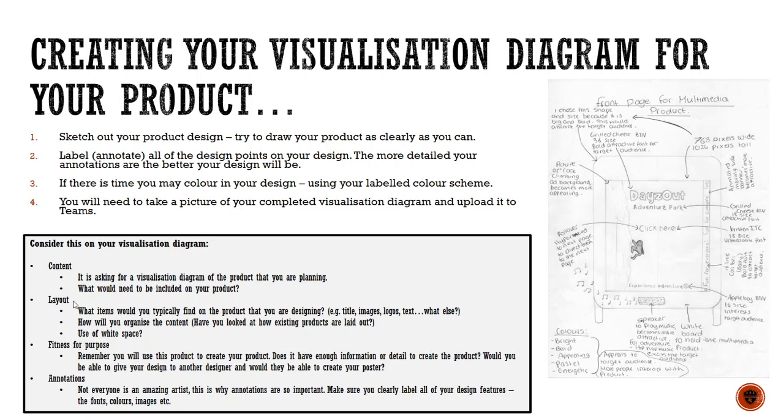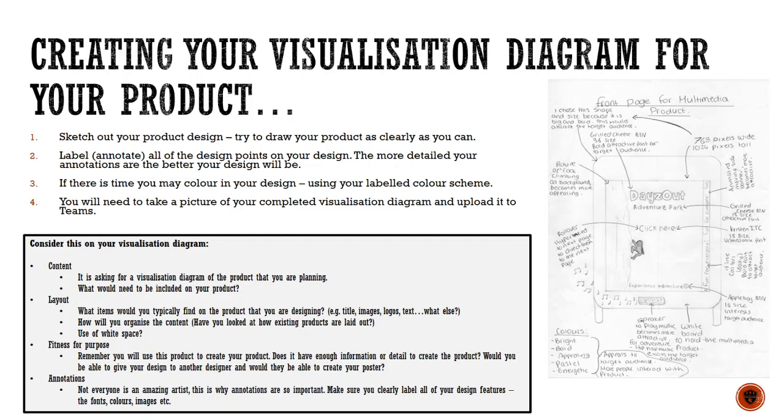Then you need to think about the layout. Now, as part of your mood board last lesson, you should have had a look at some existing examples of your product. So you should have an idea when people have created these products in the past, where do they put the text? Where do they put the pictures? How do they spread out the content on the page? So what items would you typically find on the product that you're designing? So for example, titles, images, logos, text, what else? How will you organize the content? Have you had a look at how existing products are laid out?